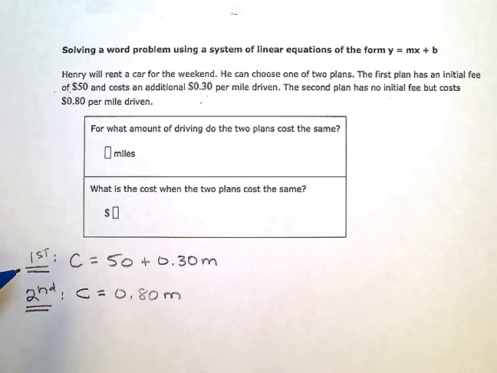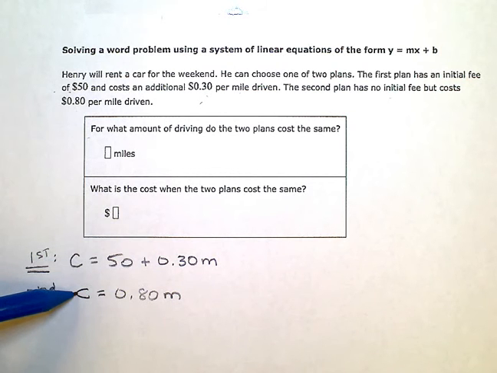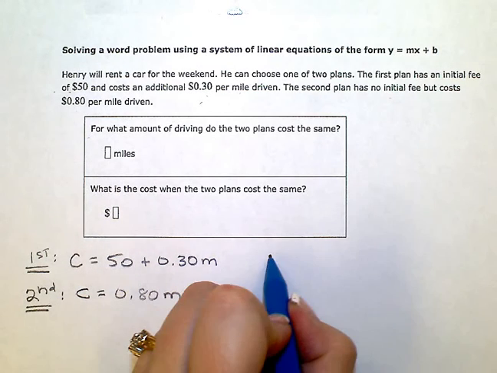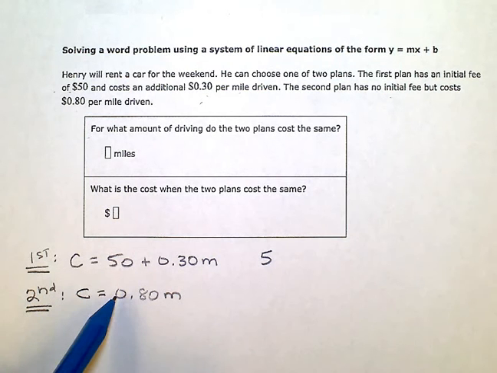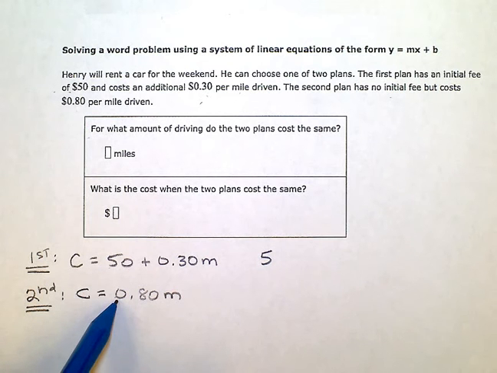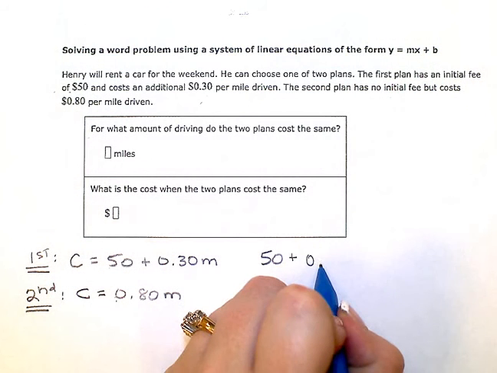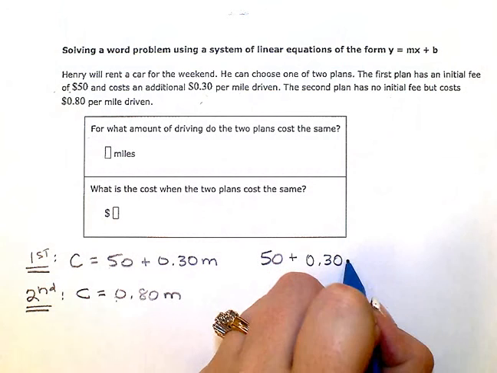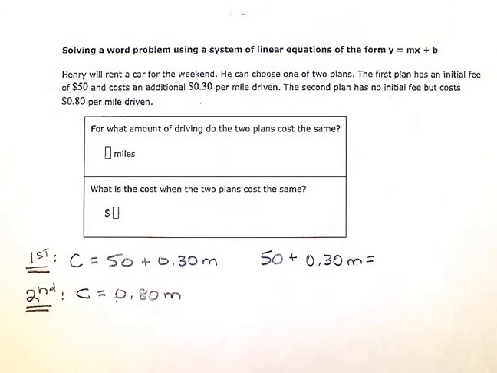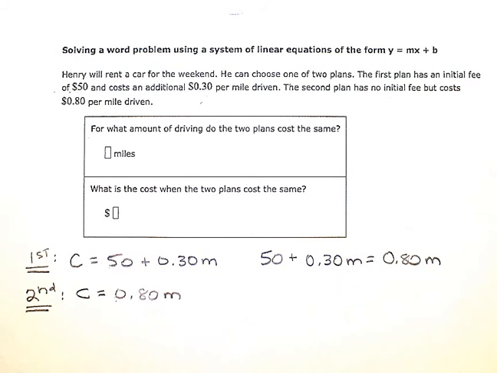Now, this first part of the problem says, for what amount of driving do the two plans cost the same? So if the cost is the same for both plans, then I can rewrite a new equation that just sets both of these expressions equal to each other. I want to know when the first plan is equal to the cost of the second plan. So 50 plus 0.3 m, I want to know when that is equal to 0.80 m. And then I'm just going to go ahead and solve.